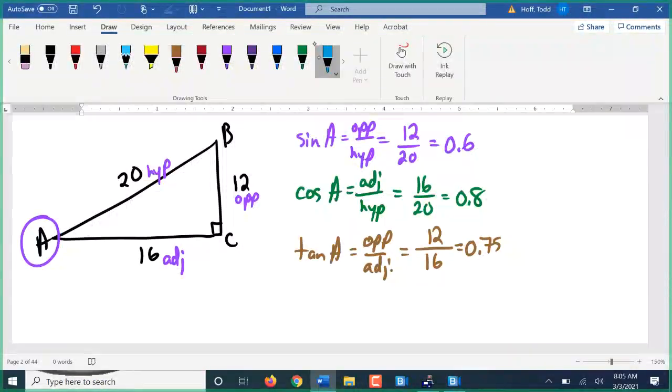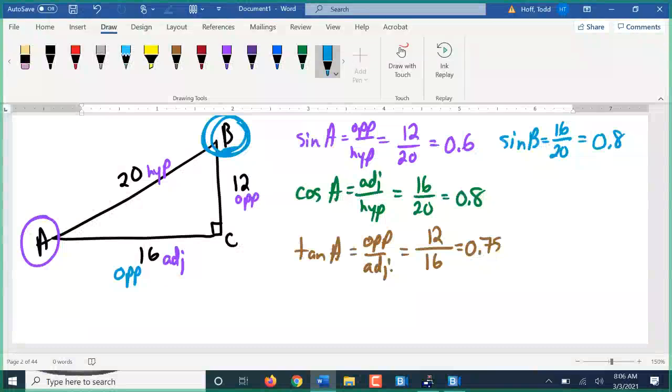Well, let's throw a screwball into this. What's the sine of angle B? Well, here's angle B. Sine is opposite over hypotenuse, but to angle B, which side is the opposite? 16 is the opposite. 20 is still the hypotenuse. That does not change. 16 over 20, or 0.8. The hypotenuse is always the hypotenuse, no matter what angle we're looking at. But the opposite side and the adjacent side switch places depending on which angle we're focusing on.